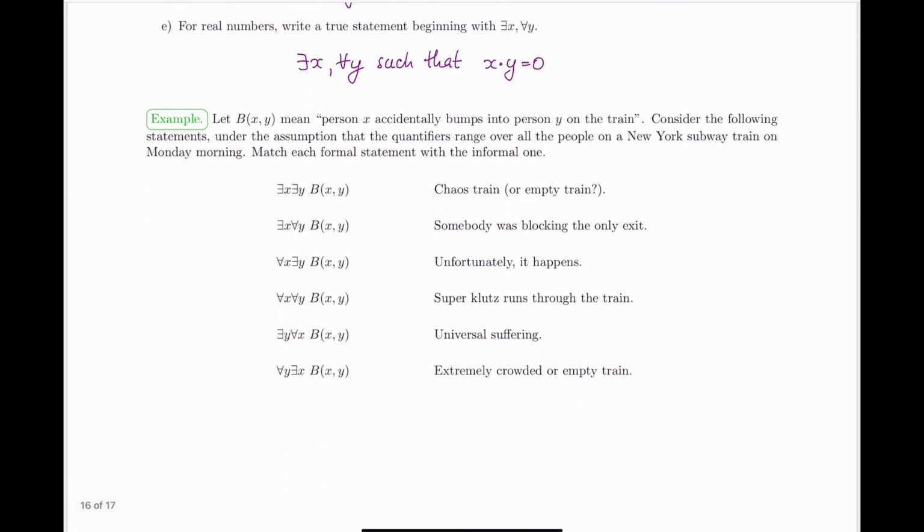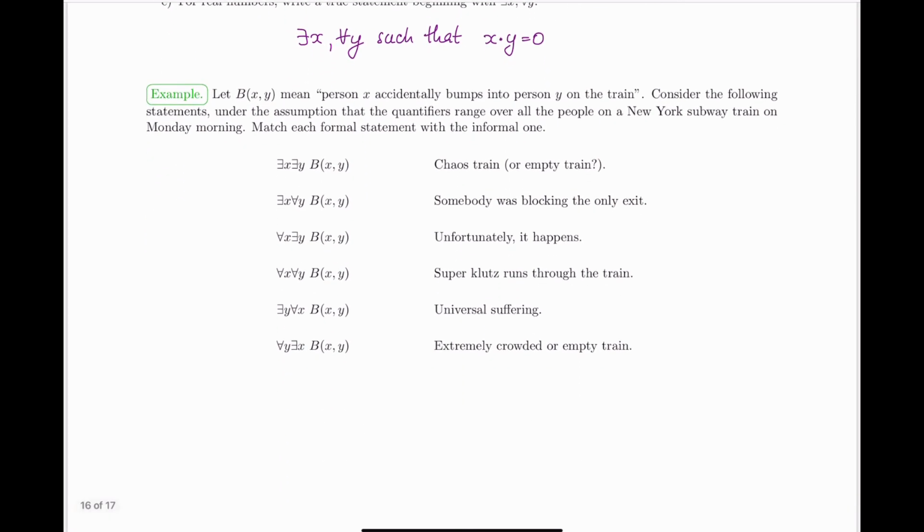The last example in this section is in the format of everybody loves somebody type thing, where I actually have a very specific proposition, and we're going to go through all the possible ways that we can quantify it with universal and existential quantifier. So what do I have? Person X accidentally bumps into person Y on the train, and that is how we define BXY as a proposition. So this means that the person X bumped into the person Y.